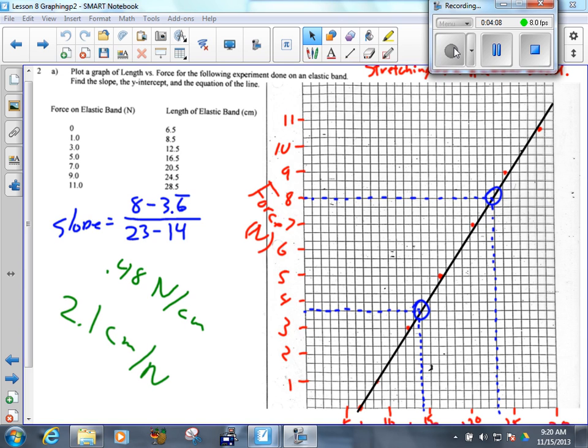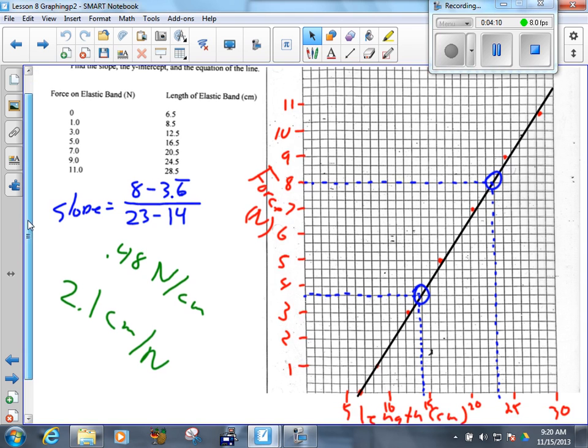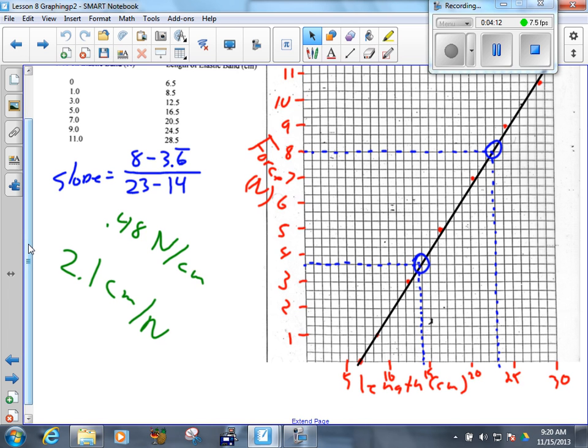Now, quick question here in terms of interpreting the graph. You'll notice the best fit line on this one does not go through the origin. Any reasons why it wouldn't go through the origin? John?